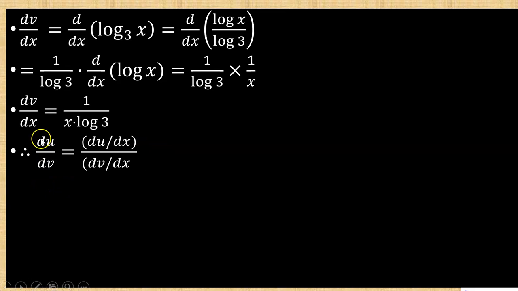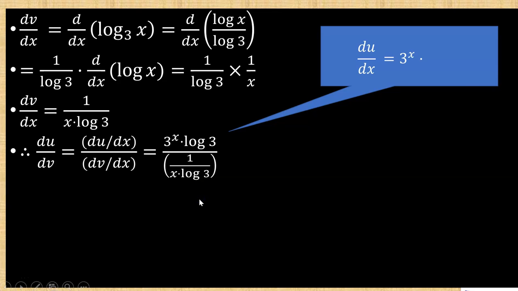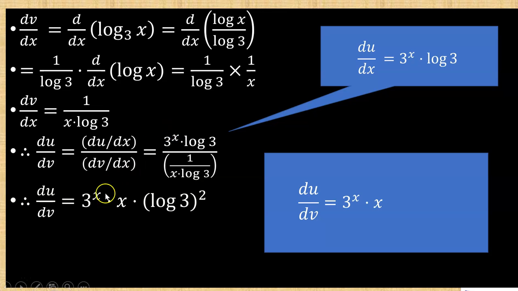And now next, du/dv is equal to du/dx upon dv/dx. du/dx is 3 raised to x × log 3, and dv/dx is 1/(x × log 3). If we simplify it, you will get 3 raised to x × x × (log 3)², and this is the answer. du/dv is equal to 3 raised to x × x × (log 3)².